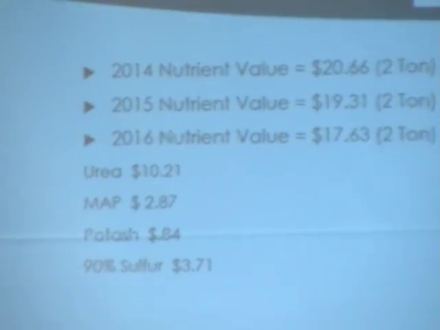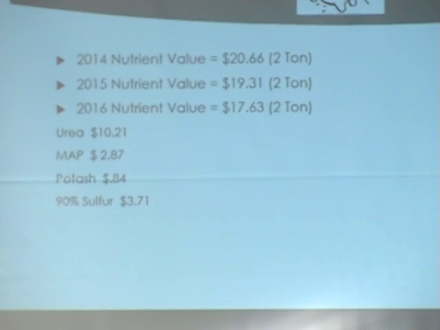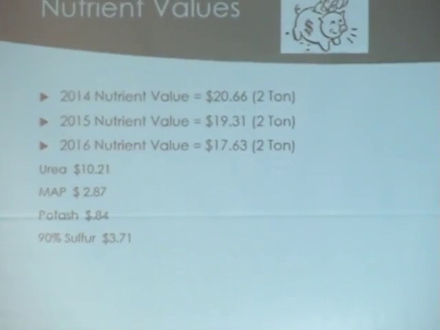On that previous slide, Lauren, one more back, there, those numbers there, urea, MAP, potash, and sulfur, was that first year availability on 2 ton of eggshells? Correct.